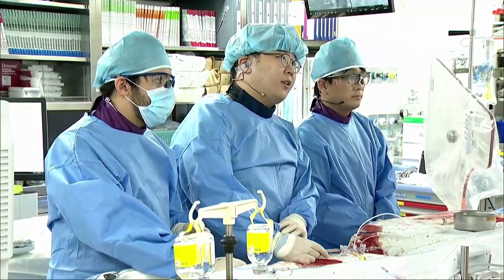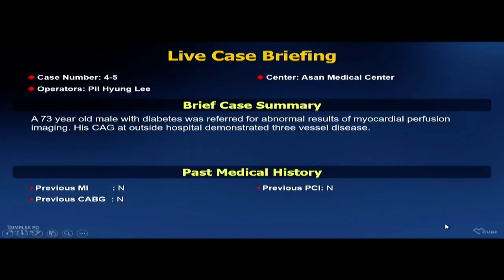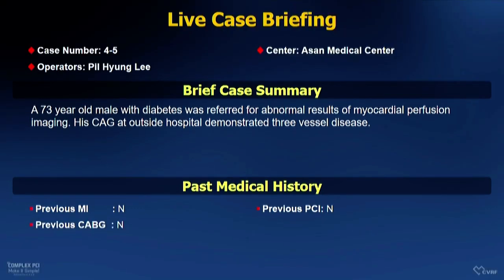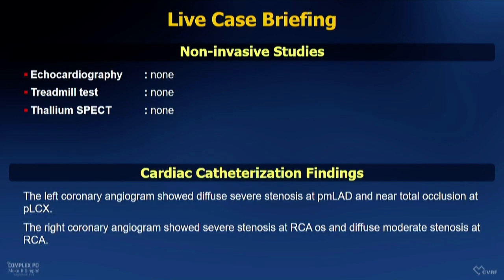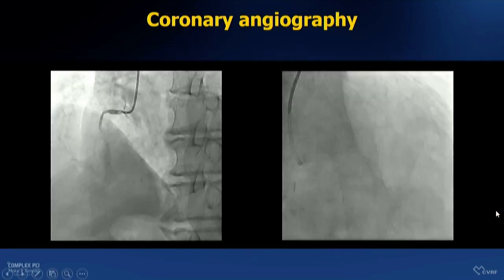Actually, our case is a 73-year-old male with diabetes who had upper chest pain. Outside hospital exam showed a myocardial perfusion defect, and the outside hospital coronary angiogram showed 3 vessel disease, so he was referred to our hospital. He has diabetes and hypertension and is a smoker, and his clinical presentation is stable angina. His echocardiogram showed normal LV systolic function.